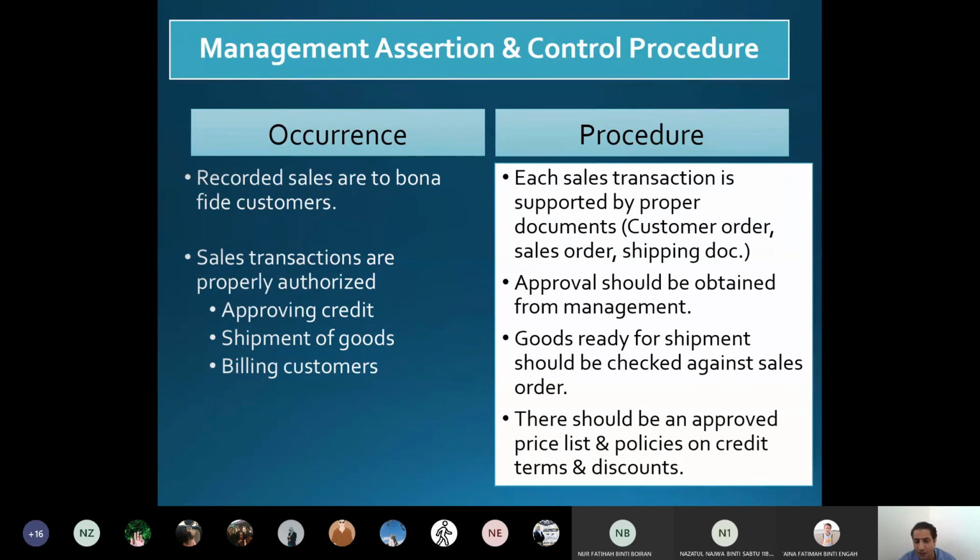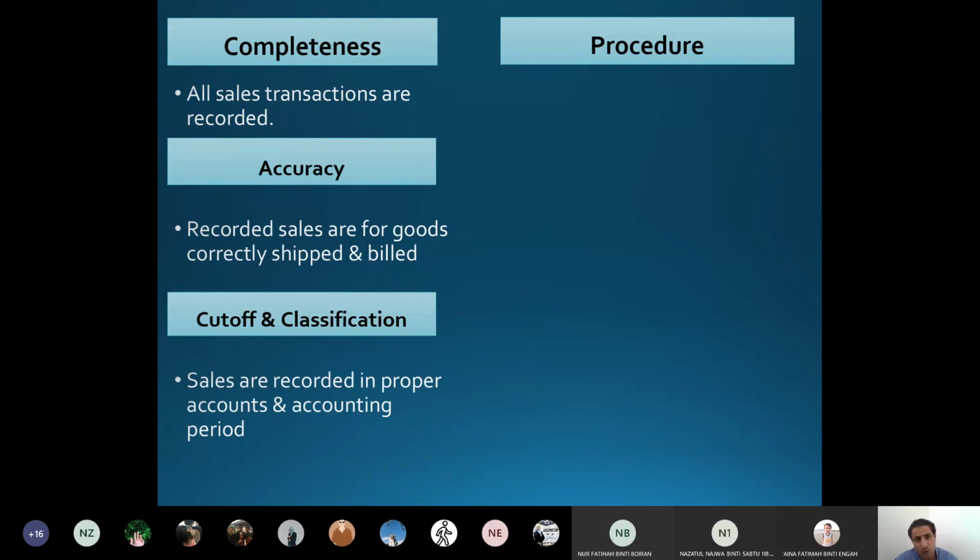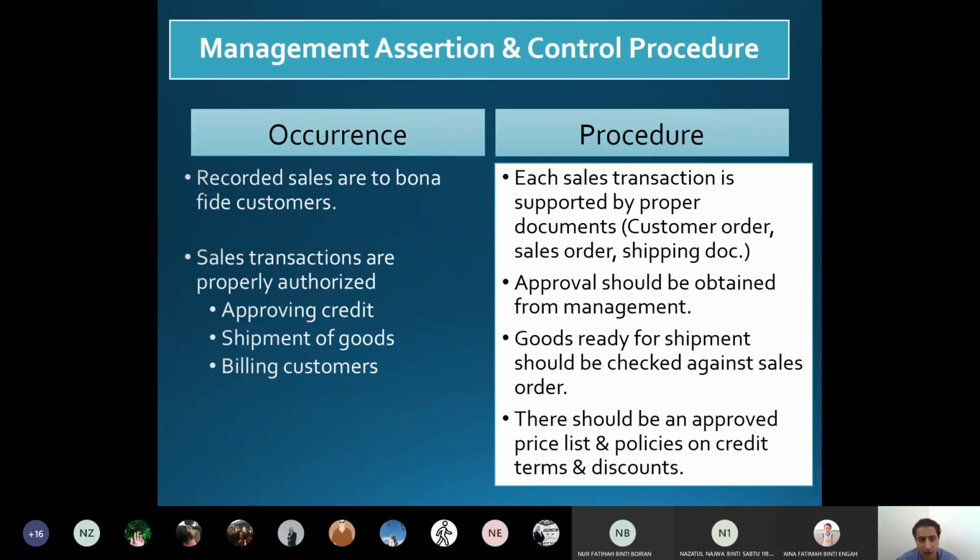So we check whether they have those policies and procedures in terms of the price list, because if the company, let's say, doesn't have a pricing list for the sales department, then they will give discounts. Sometimes they will quote a high price and sometimes they will quote a low price, and within this they can play around with the amount, they can commit fraud. Okay, so that is about the occurrence.